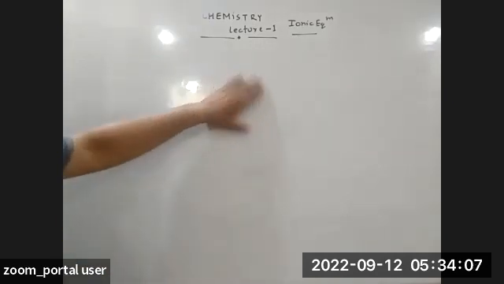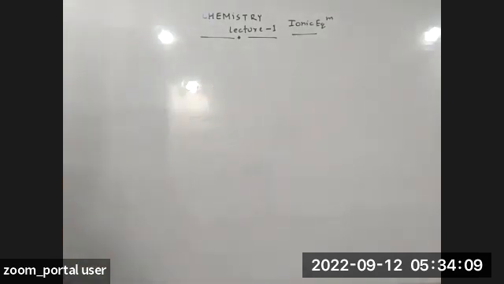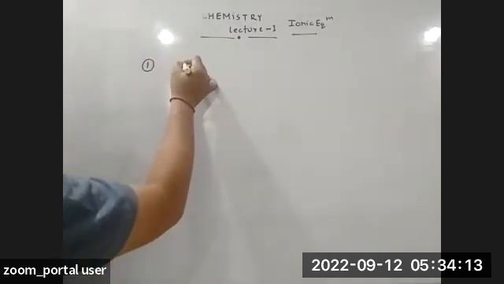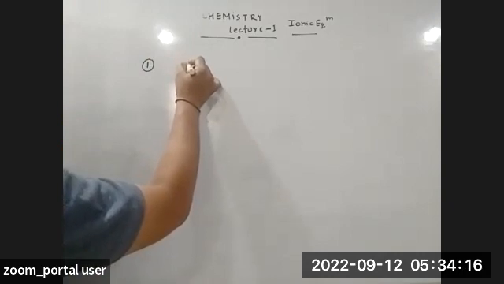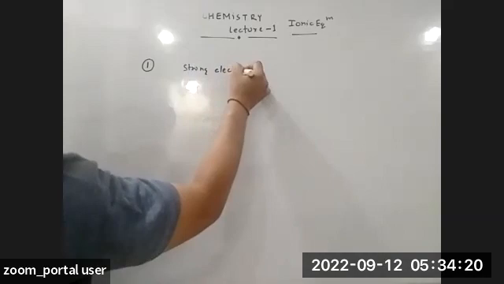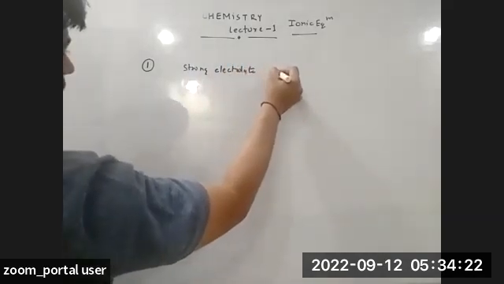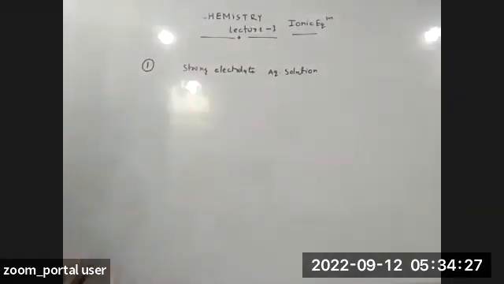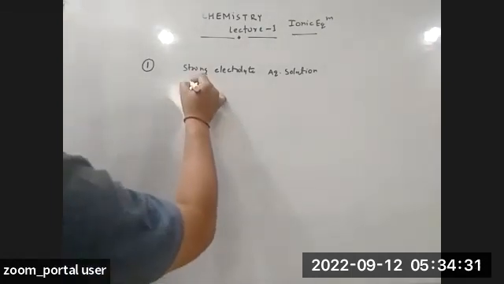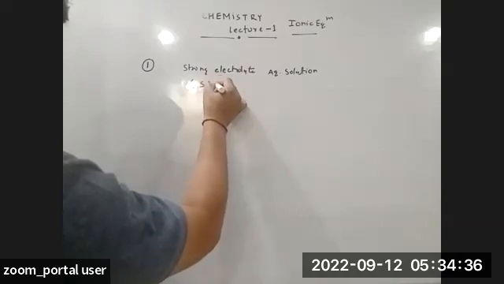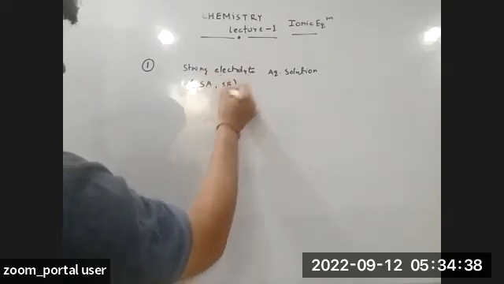So in this chapter, there will be a few sections. First section, a strong electrolyte aqueous solution can be given in the problem. A strong electrolyte can be a strong acid, can be a strong base. Yes or no?